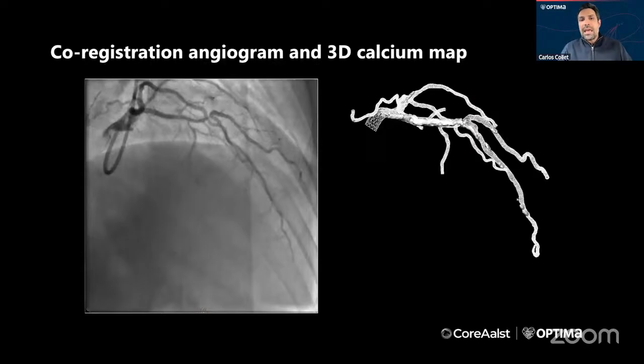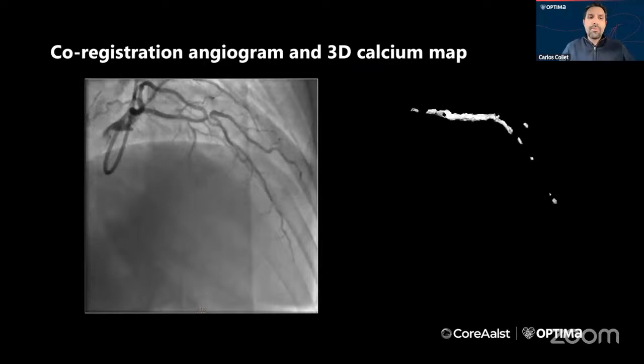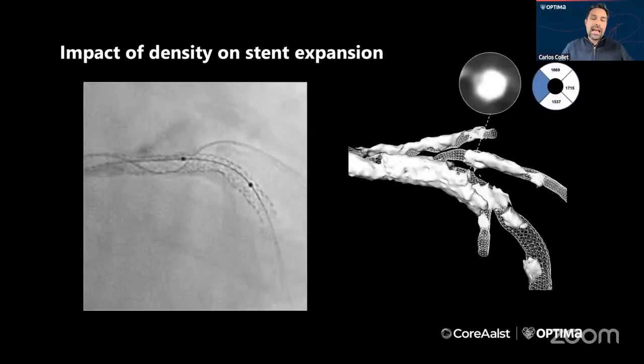Now, imagine that you have this three-dimensional map. You can, of course, plot that on top of your angiogram, and you can understand where the calcium is located. And again, you will see we have spectacular cases where we have seen that this concept of density basically plays a big role in understanding the likelihood of stent expansion.